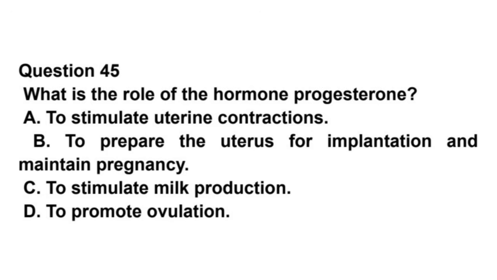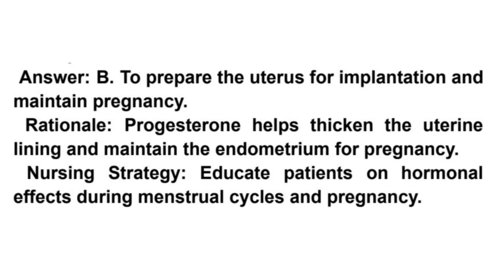Question 45. What is the role of the hormone progesterone? A. To stimulate uterine contractions. B. To prepare the uterus for implantation and maintain pregnancy. C. To stimulate milk production. D. To promote ovulation. Answer: B. To prepare the uterus for implantation and maintain pregnancy. Rationale: progesterone helps thicken the uterine lining and maintain the endometrium for pregnancy. Nursing strategy: educate patients on hormonal effects during menstrual cycles and pregnancy.